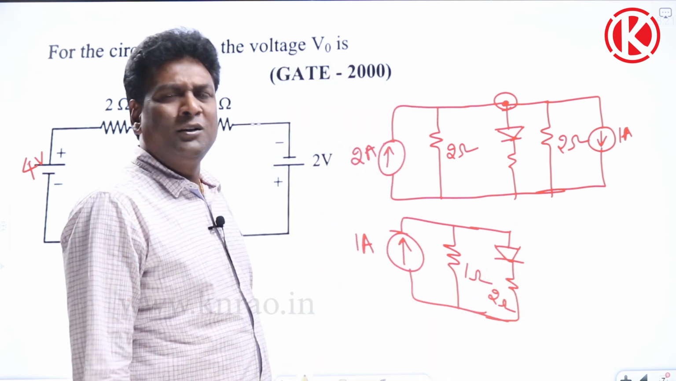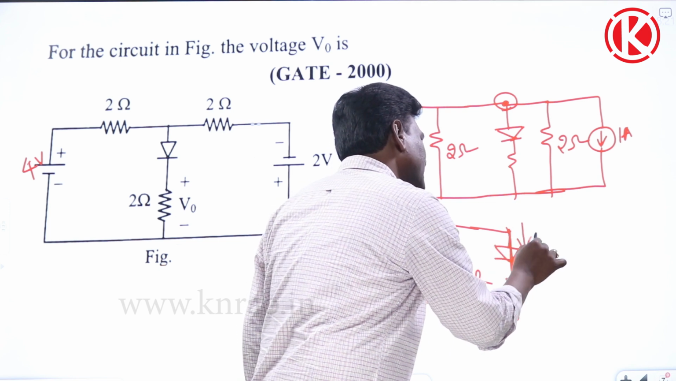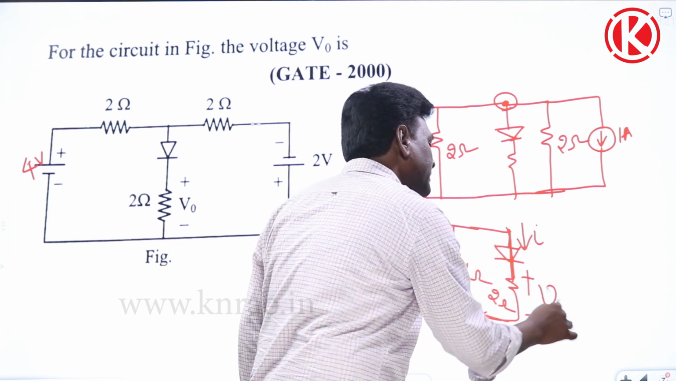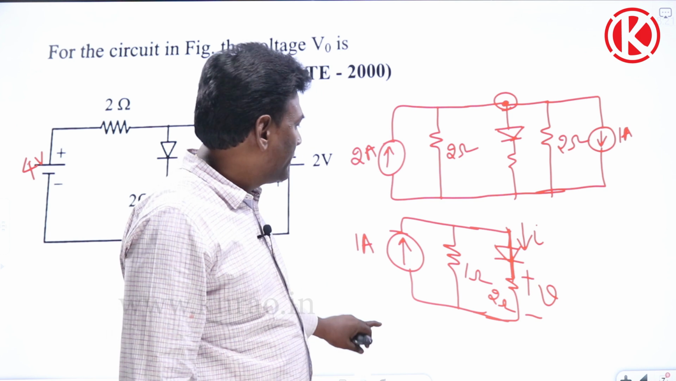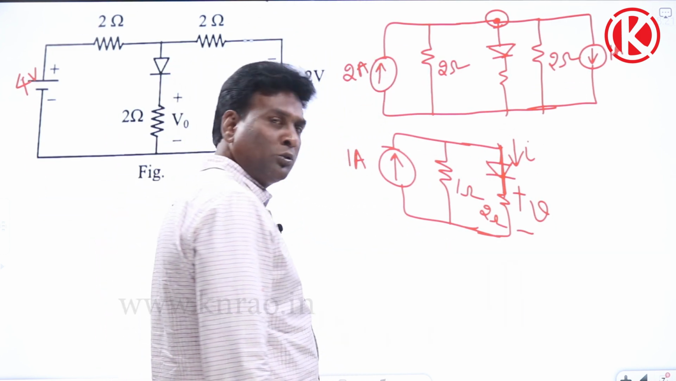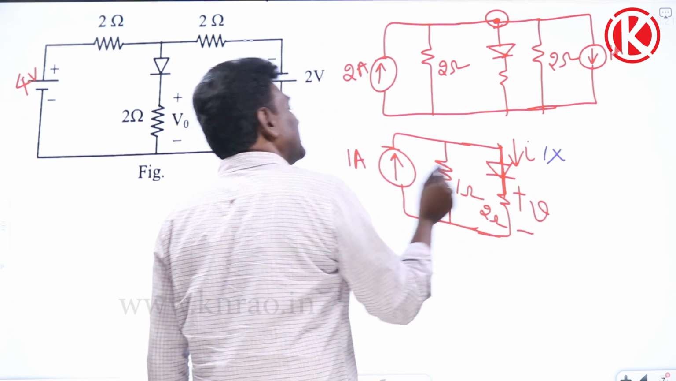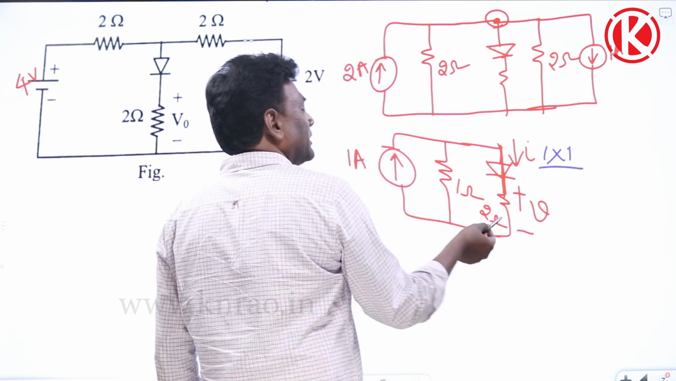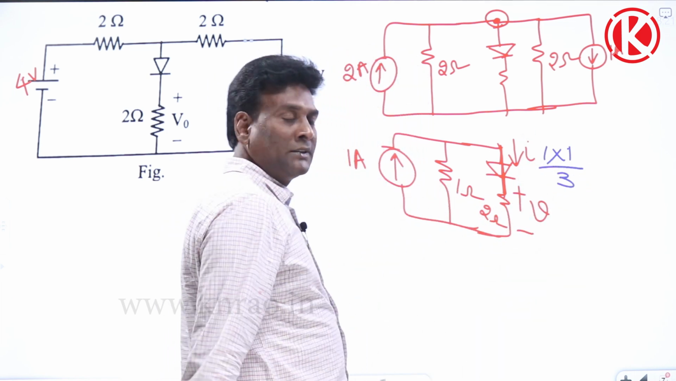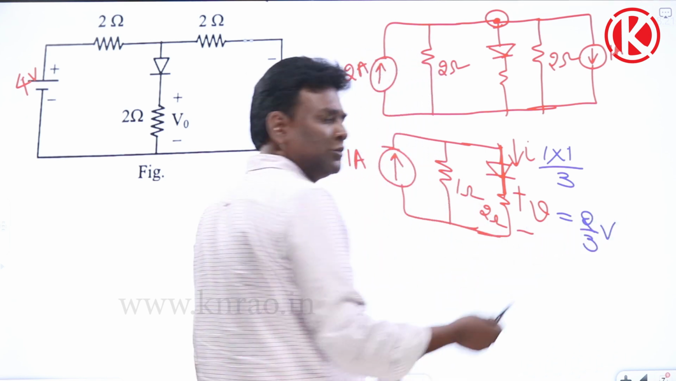Okay. Now directly we can say that it is in forward bias. Now try to find out the current flowing through this and then try to find out the voltage. Solve. Okay. Now how much is this current? Again, total current into other resistance divided by total resistance. So current is going to be total current 1 into other resistance 1 divided by total resistance 3, 1 by 3. How much will be the voltage across this? 2 by 3 into 2.